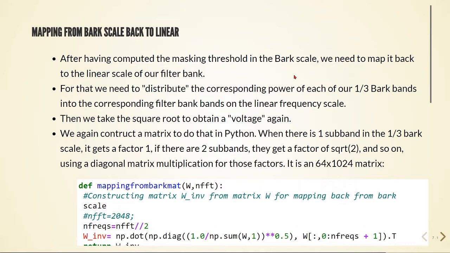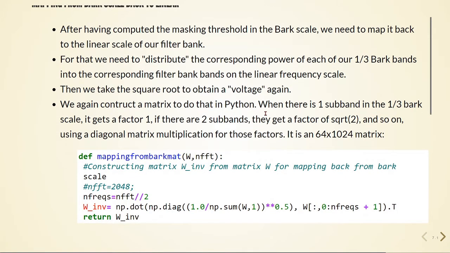Next step is to map from bark scale back to linear. So after having computed this masking threshold in the bark scale, we need to map it back to the linear scale of our filter bank. And for that we need to distribute the corresponding power of each of our third bark bands into the corresponding filter bank bands on the linear frequency scale. And then we take the square root to obtain something like a voltage, like we've also explained before.